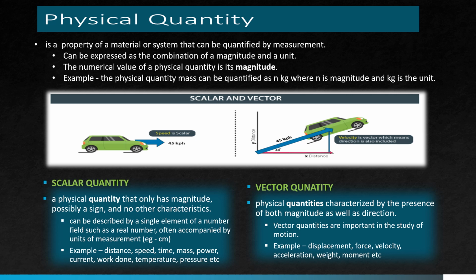Now, looking at the picture, if I tell you that a car is moving at 45 kilometers per hour, then 45 kilometers per hour is the speed of the car. We don't know in which direction the car is moving. Now, if I include the direction, if I say that the car is moving at 45 kilometers per hour in the east direction, then since the direction is involved, it becomes the velocity of the car. So velocity becomes a vector quantity and speed becomes a scalar quantity. Okay.